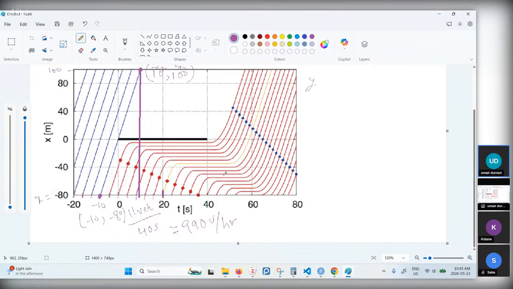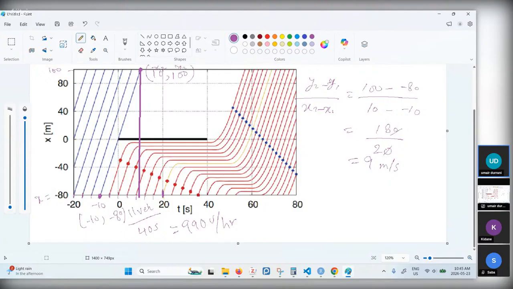So again, y2 minus y1 divided by x2 minus x1. Y2 is this 100 minus 80 divided by x2, minus 10. That's 180, and this is 20. So that comes out to be 9 meters per second. That would be the speed.